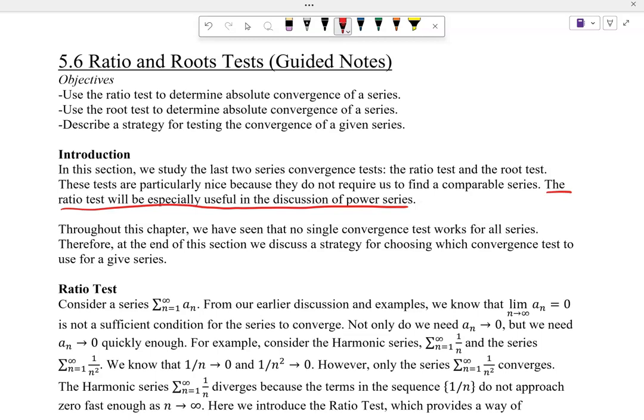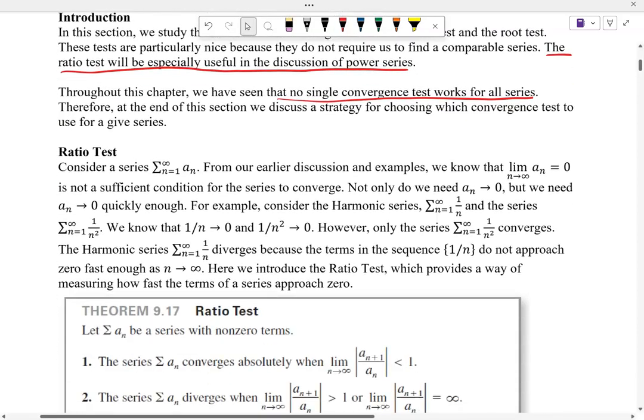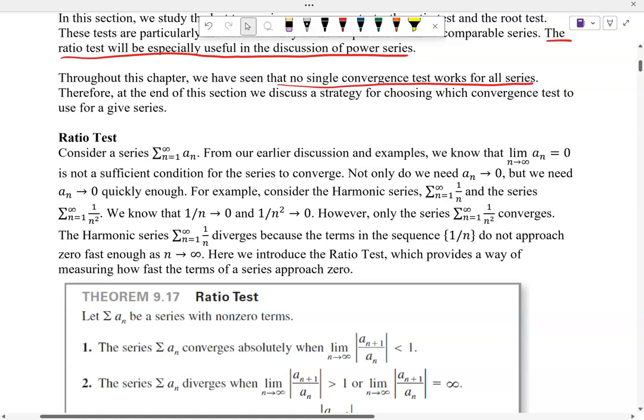So hopefully you've seen that there's no single convergence test that works for all series. And thus we have all these possible tests, right? We have a bunch of different tests. We're going to take a look at what's the use of this ratio test?